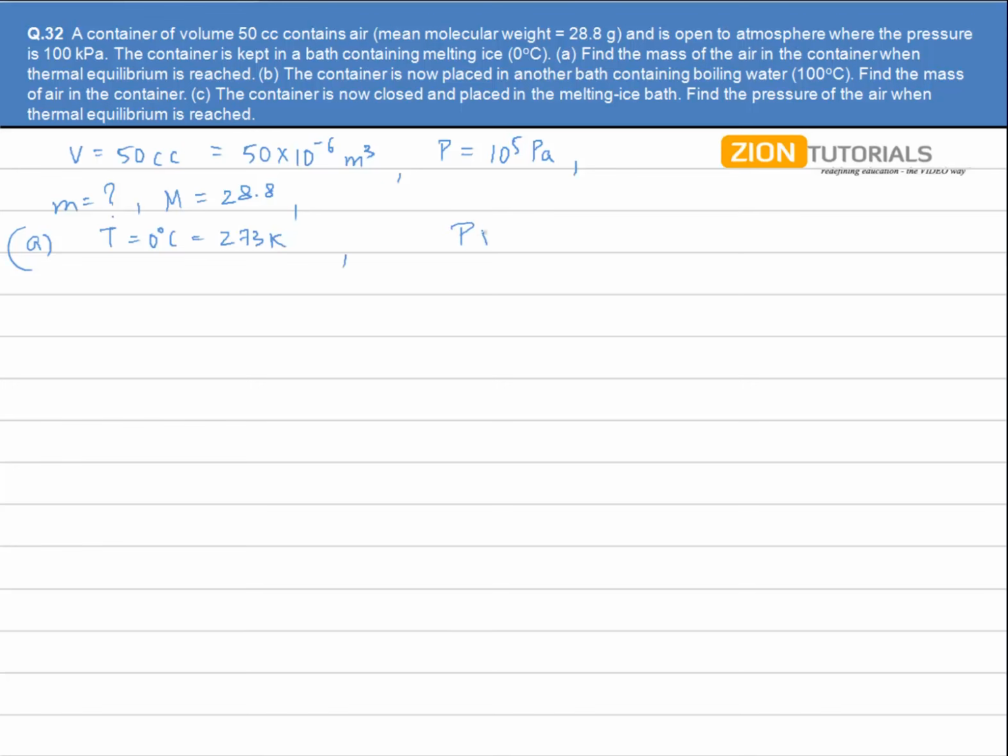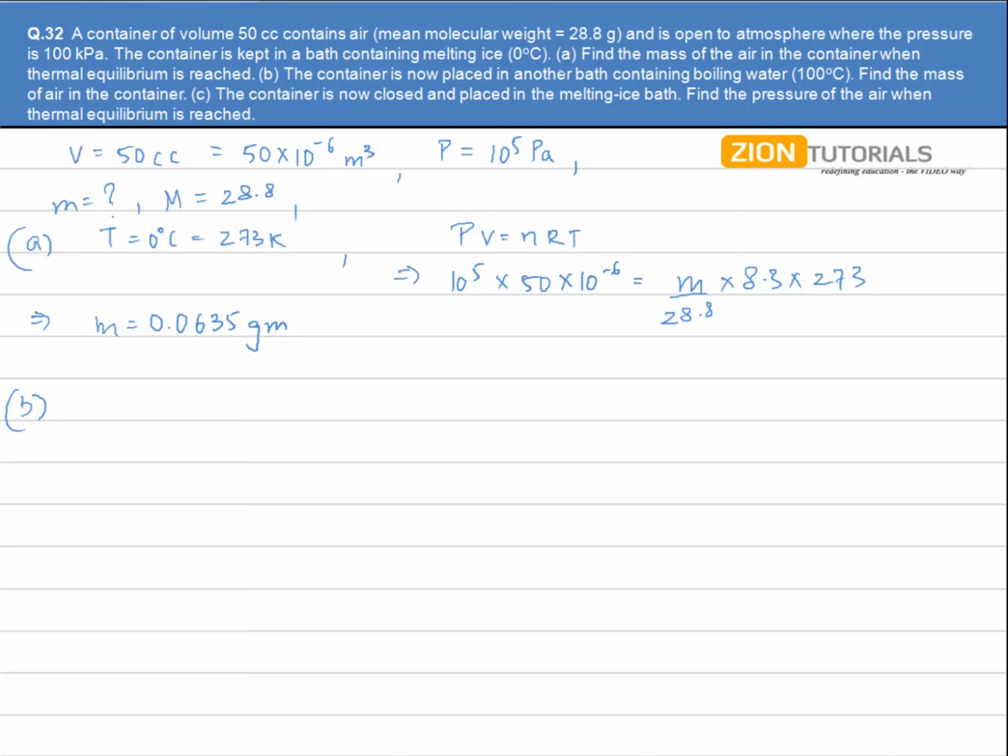If I apply PV equal to nRT, I can say that 10 raised to the power of 5 into 50 into 10 raised to the power of minus 6 is equal to the number of moles. n is m divided by the molecular mass, which is 28.8, into R, which is 8.3, into the temperature, 273. If you solve this equation, you'll get the value of m as 0.0635 grams. This is fairly simple. Let us move on to the next part.